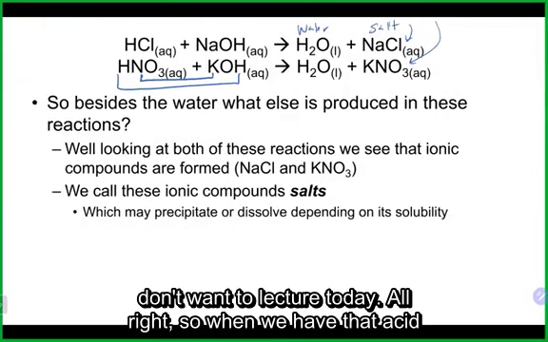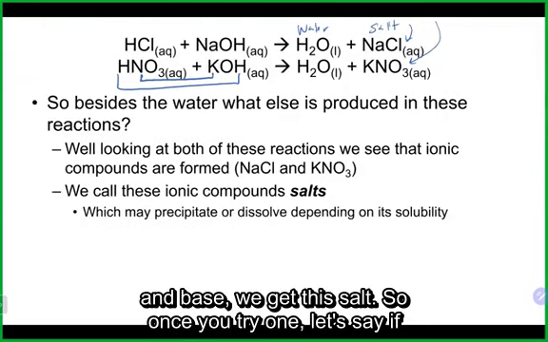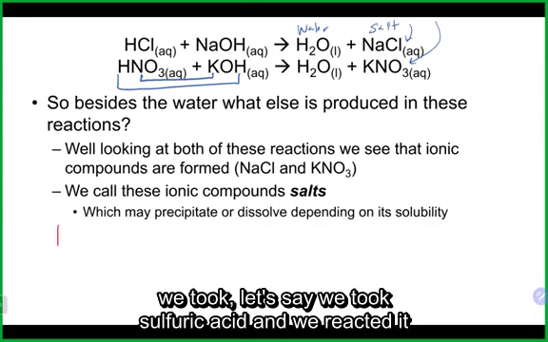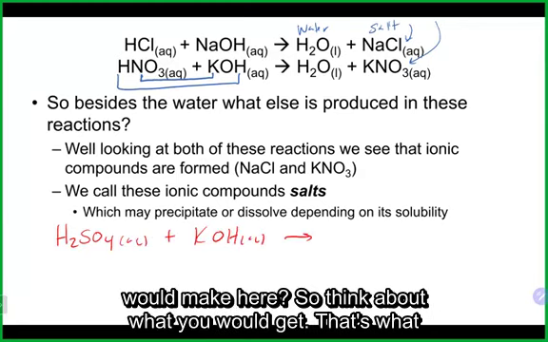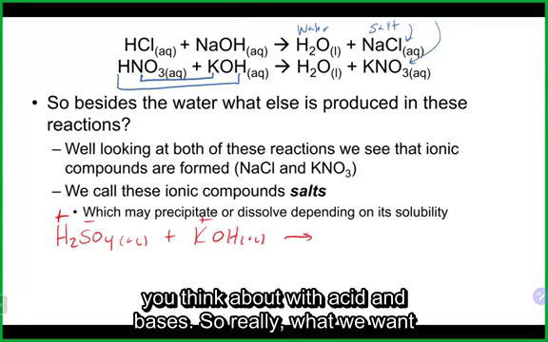All right. So when we have that acid and base, we get the salt. So once you try one, let's say if we took sulfuric acid and we reacted it with potassium hydroxide, what would be our products that we would make here? So think about what you would get. That's what you think about with acids and bases.